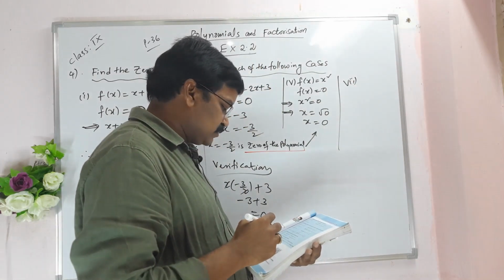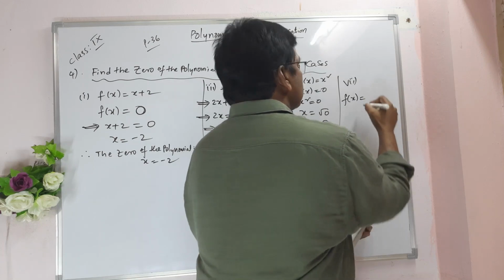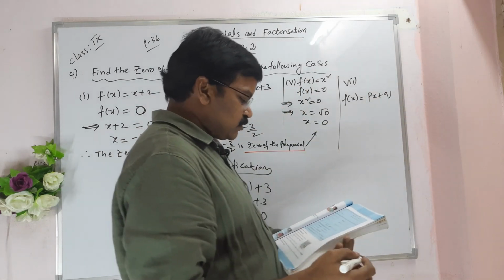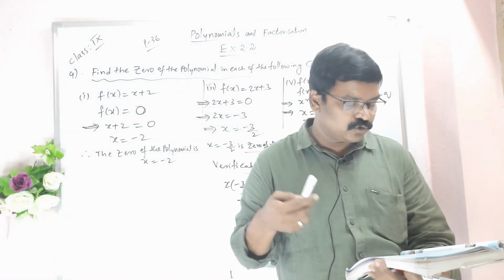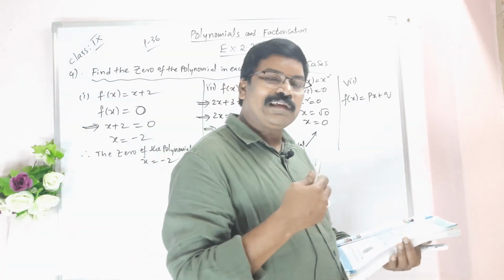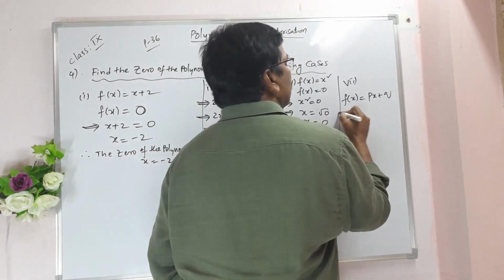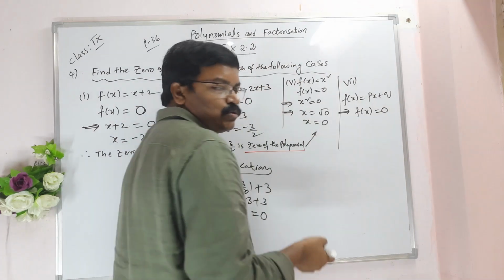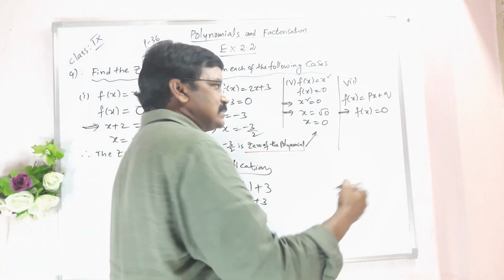my dear students, f of x is equal to px plus q, where p is not equal to 0. If p is equal to 0 means nothing will be there, only q will be there. That's why p is not equal to 0. P comma q are real numbers, right, not imaginary, right? So here what we have to do, this f of x should be equal to 0 at a certain value of x.